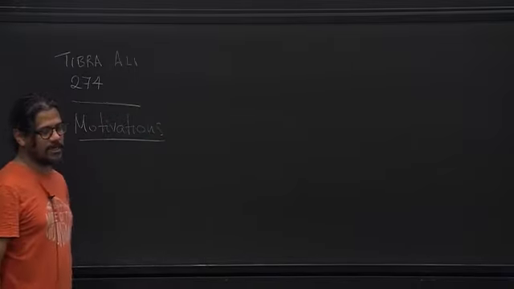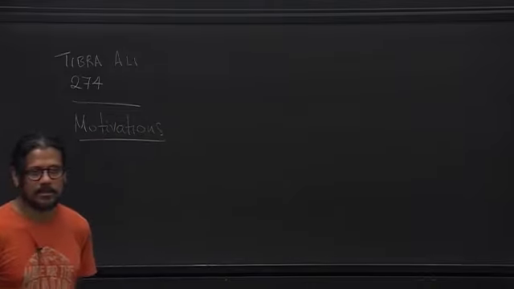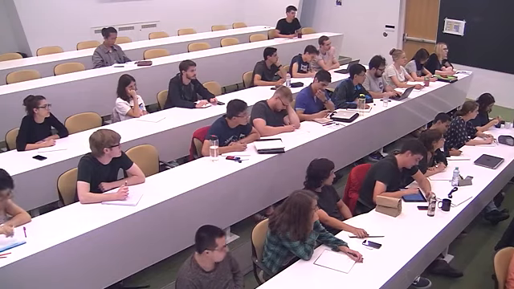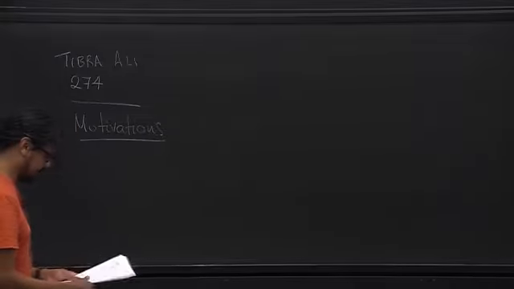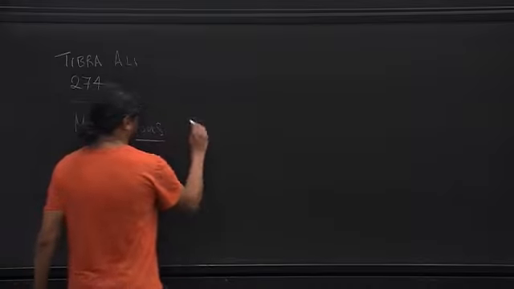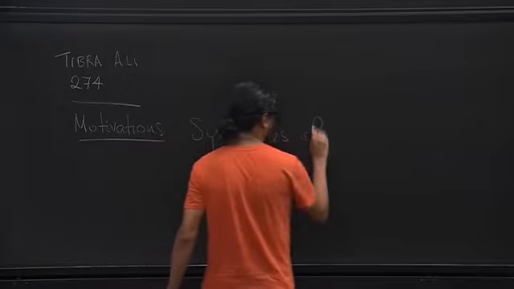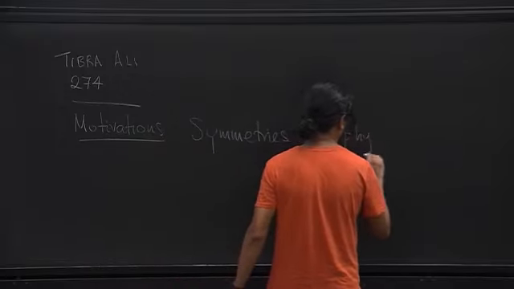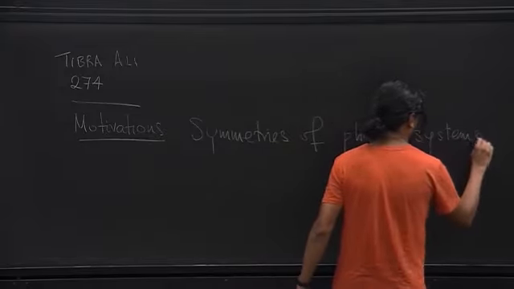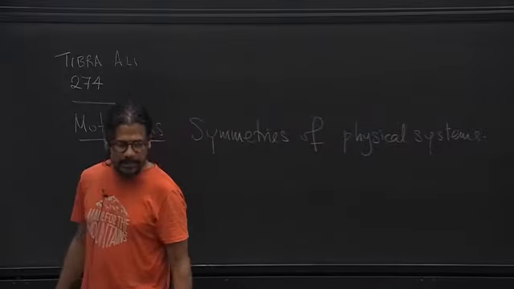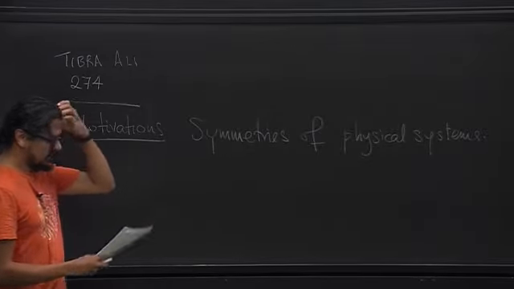So why do we study groups in physics? What do you guys think? Yeah, they describe symmetries. If you were to answer the question in a single sentence, that's what you would say. They describe symmetries. So you want to be able to describe symmetries of physical systems. If you don't appreciate how much the symmetries of physical systems actually mean, let me give you some examples.